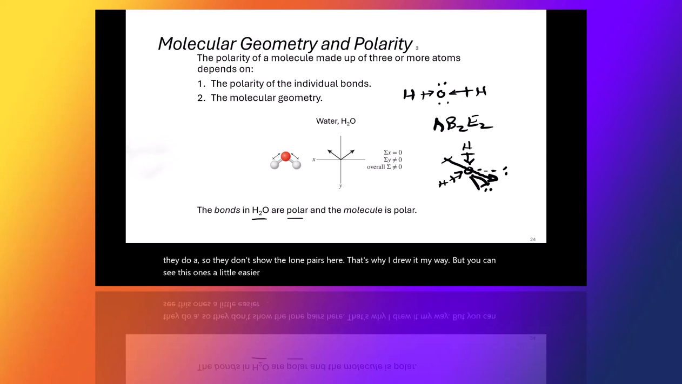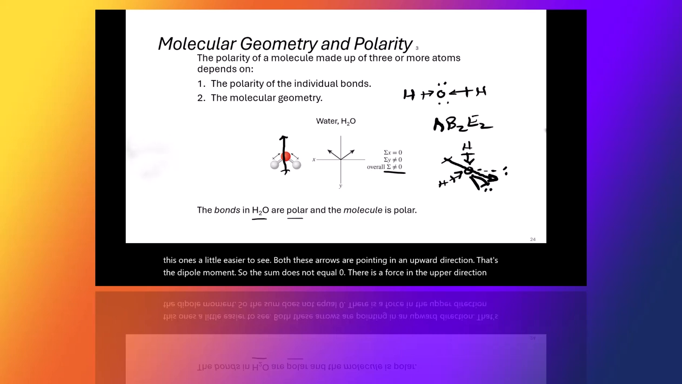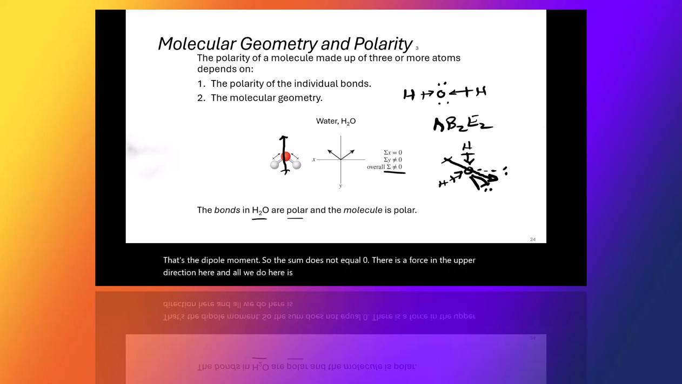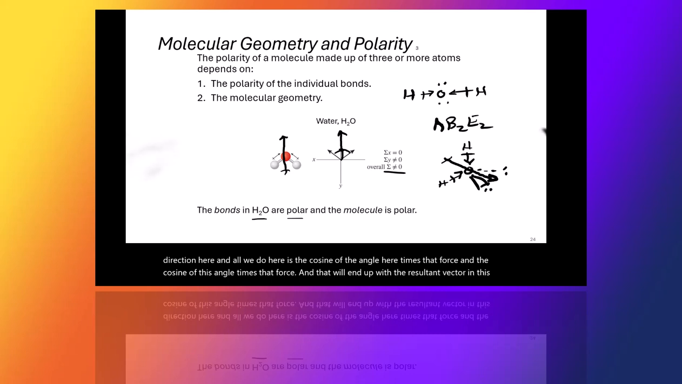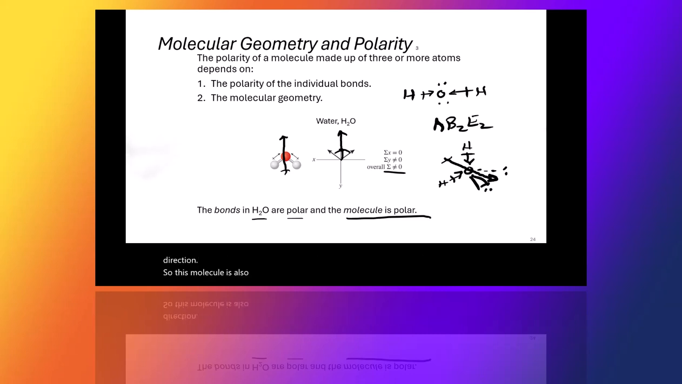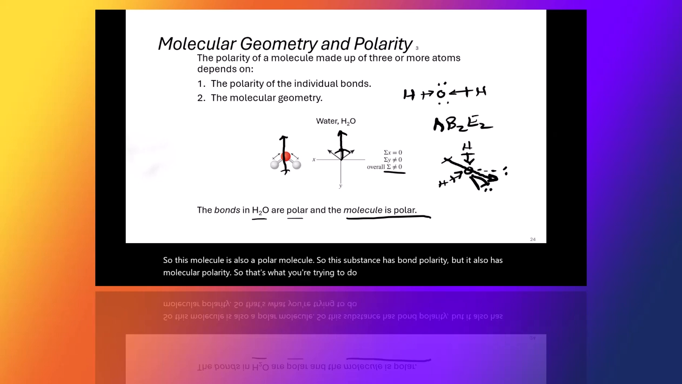Both these arrows are pointing in an upward direction. That's the dipole moment. So the sum does not equal 0. There is a force in the upward direction here. And all we do here is the cosine of the angle here times that force, and the cosine of this angle times that force, and that will end up with a resultant vector in this direction. So this molecule is also a polar molecule. So this substance has bond polarity, but it also has molecular polarity. So that's what you're trying to do here. You're taking Lewis structure, VSEPR, bond polarity, to determine if the molecule itself is polar.